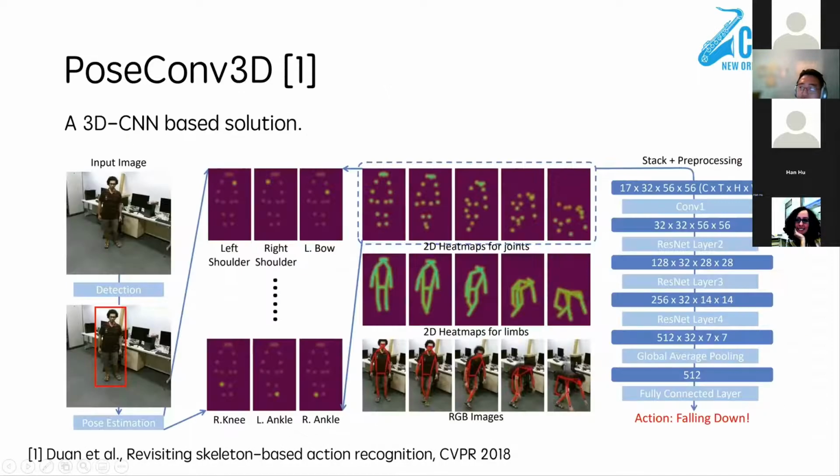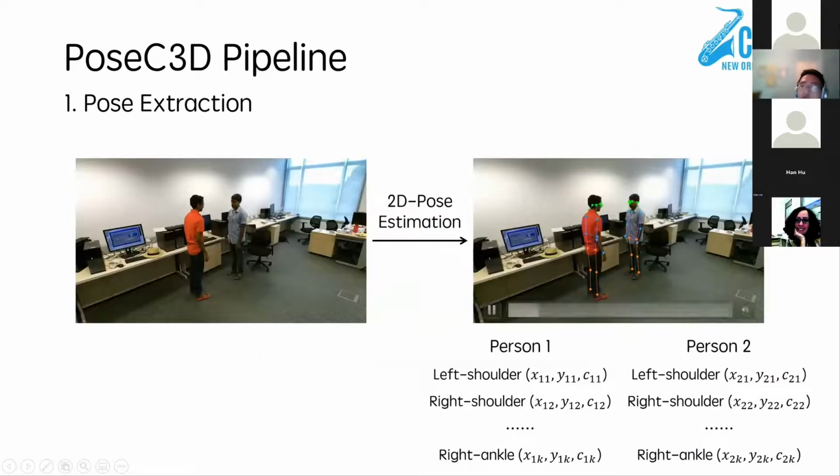To alleviate the drawback of PoTion, we propose a 3D CNN-based framework, PoseC3D. PoseC3D uses 3D heatmap volumes to represent the skeleton sequence and uses 3D CNN for skeleton processing, keeping all the temporal dynamics losslessly. Basically, the framework consists of 3 steps. First, a top-down pose estimator is used for extracting high-quality 2D poses and saving them as coordinates, which contain the locations and the confidence scores of each joint.